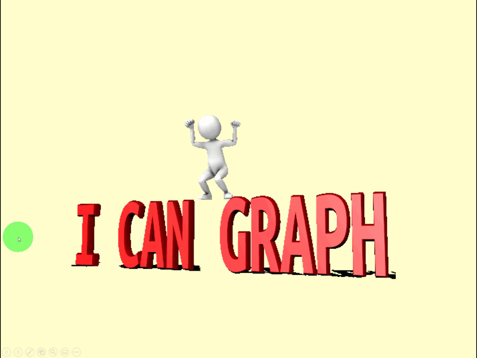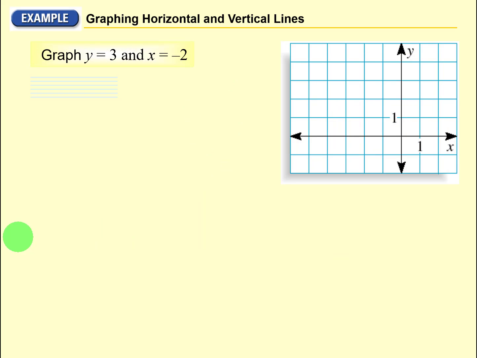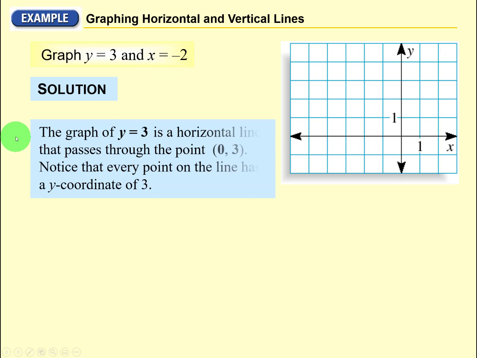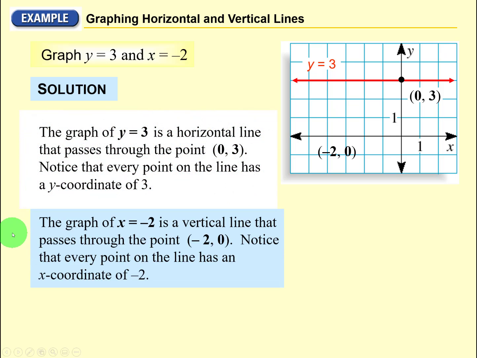Hey, you can graph. Next, we're going to look at special cases of graphing: when y is equal to 3 and x is equal to -2. This is not y equals mx plus b or anything we've seen before. When y is equal to 3, that's going to give you a horizontal line. Horizontal means going across. Notice right here in the red, there's your horizontal line. Every point on that line has a y coordinate of 3. The x coordinate is going to be different for every point.